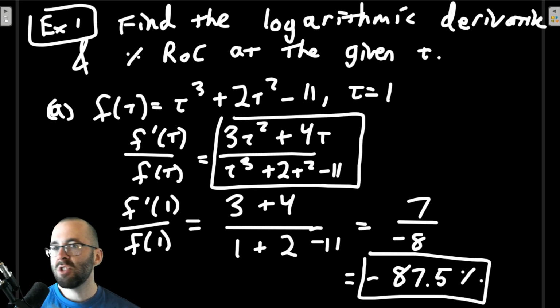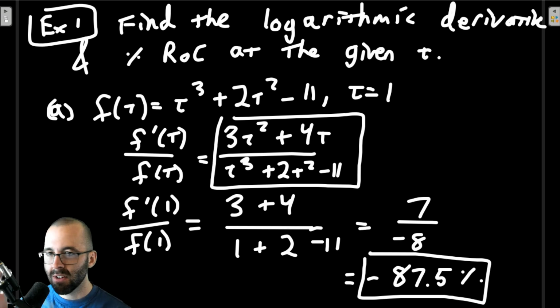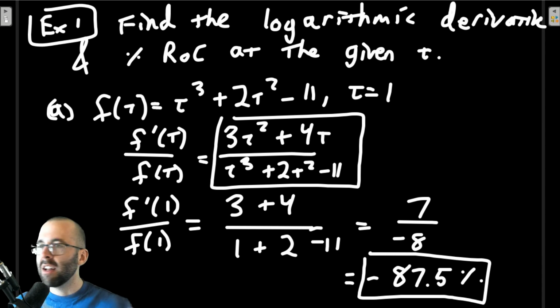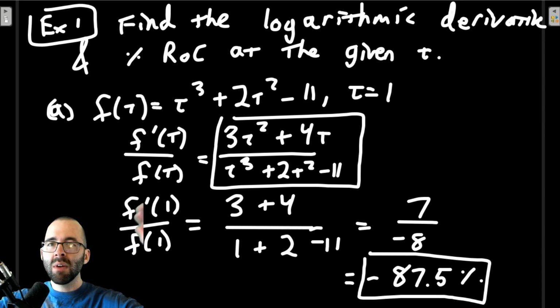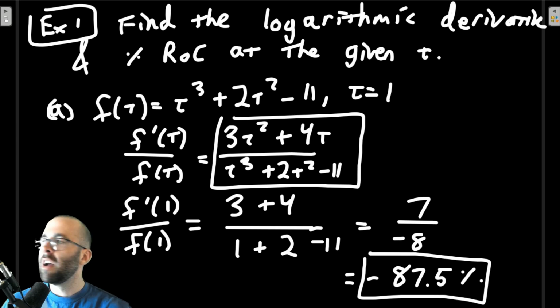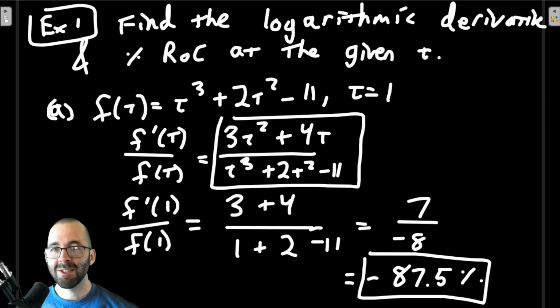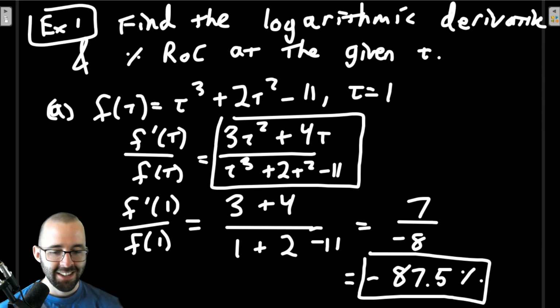Relative and percent rates of change, logarithmic derivatives, all kind of the same thing, is all about just relatively, how is this function changing? Again, if it's a big function, we need a big derivative to be a meaningful change. I don't care if the price of a house is increasing by $2 every day. I do care if my eggs increase by $2 every day.